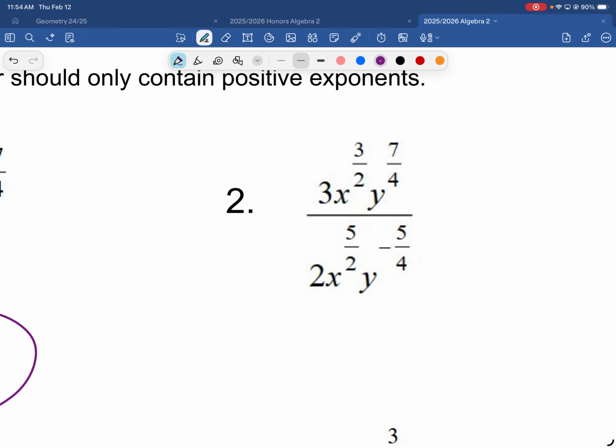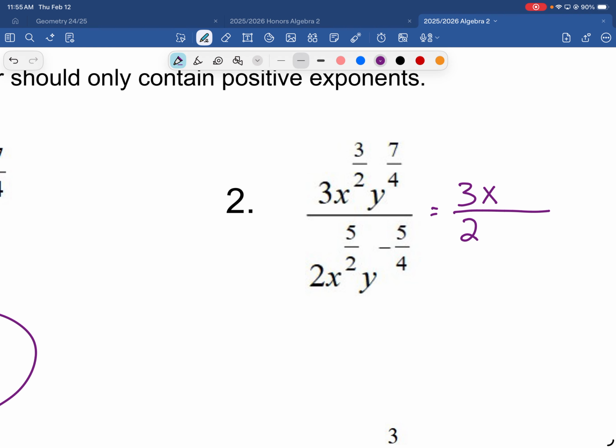So we got 3 x to the 3/2, y to the 7/4, over 2 x to the 5/2, y to the negative 5/4. Number-wise, what number do I have in my numerator at the finished product? 3. What number do I have in my denominator as a finished product? 2. They don't reduce in any such way. So we're good.